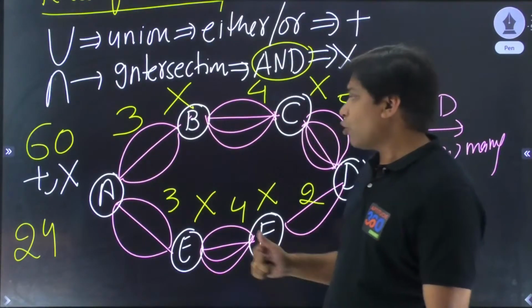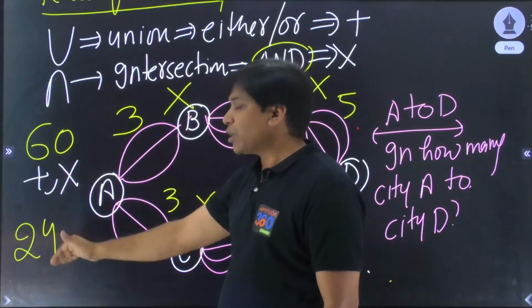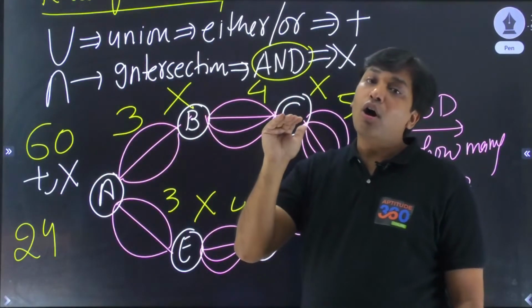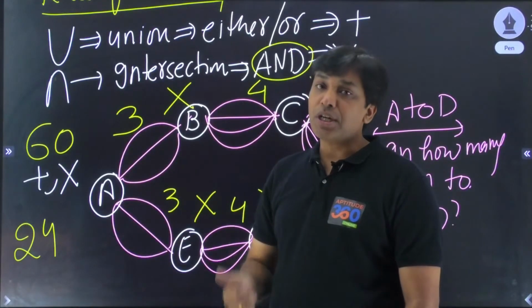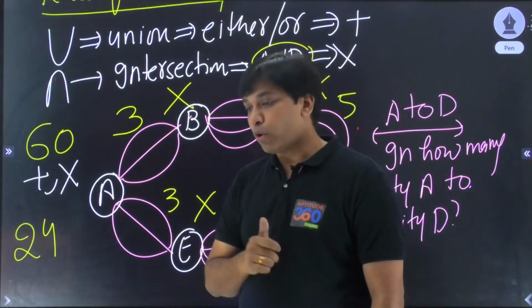Now you tell me, what am I going to do? 60 and 24. Should I be adding or should I be multiplying these two numbers? Let me know in the comment section. Prisha, Debashish and Aradhana, what should I be doing?